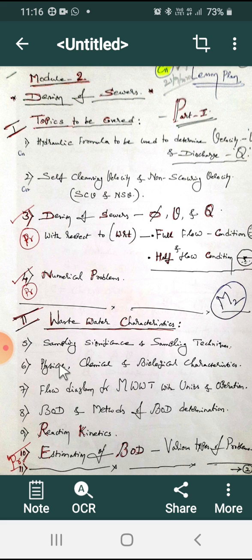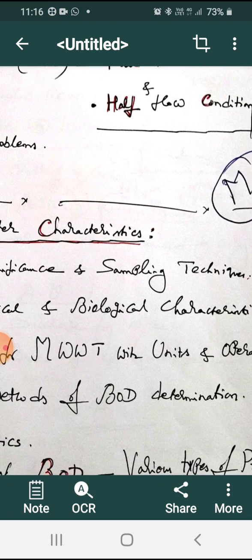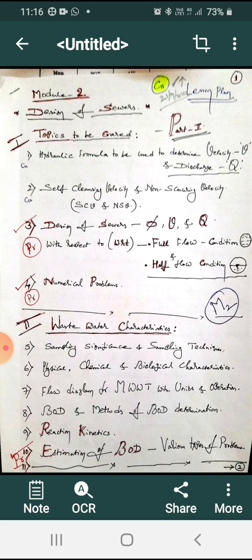Next, what are its characteristics? Physical, chemical and biological characteristics are to be studied. This is the second topic. Next, the flow diagram for municipal wastewater treatment with units and operation processes. This is municipal wastewater treatment. Try to understand here, we have already started with treatment. Now characteristics and immediately afterwards treatment.